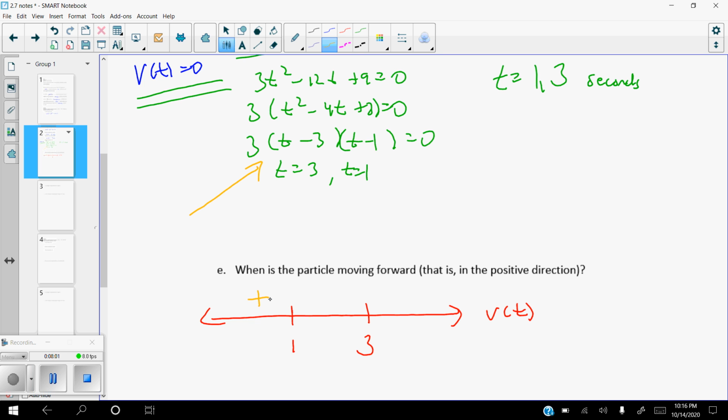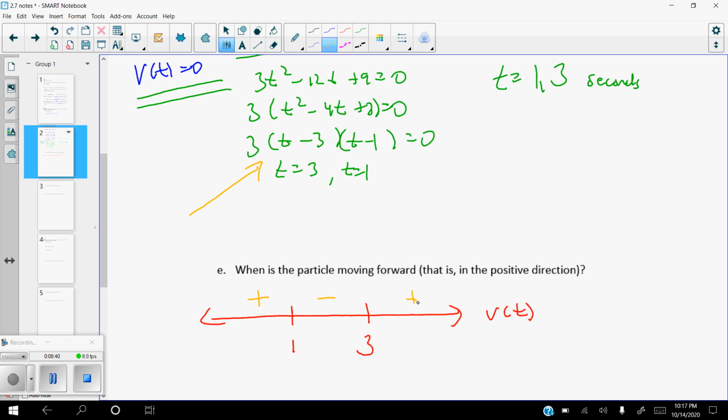If I were to plug something in between 1 and 3, like 2, into my velocity function, the 3 on the outside is kind of irrelevant. It's always going to be positive. But plug 2 into the first parentheses, you get 2 minus 3, that's a negative value. But then the second one, you get 2 minus 1, that's a positive value. So we get a negative times a positive, which means the velocity is negative, which means it is moving to the left. And then in the last one, anything greater than 3, plugging in like a 4 into both parentheses is going to give you a positive value. So the particle is moving to the right.